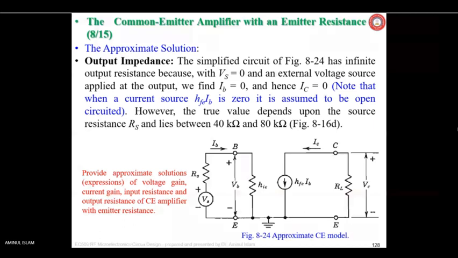Output impedance, how it is calculated: the load is removed and you connect an external voltage source at the output terminal. All the voltage sources are shorted and current sources are opened.